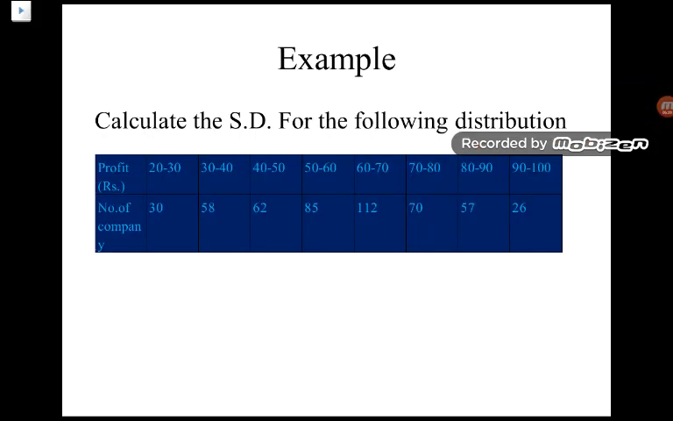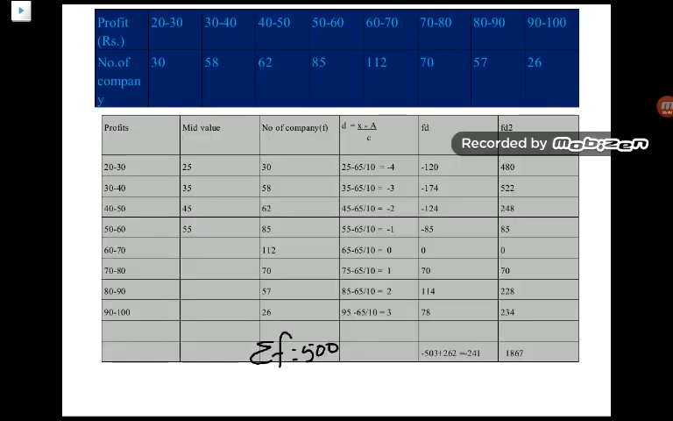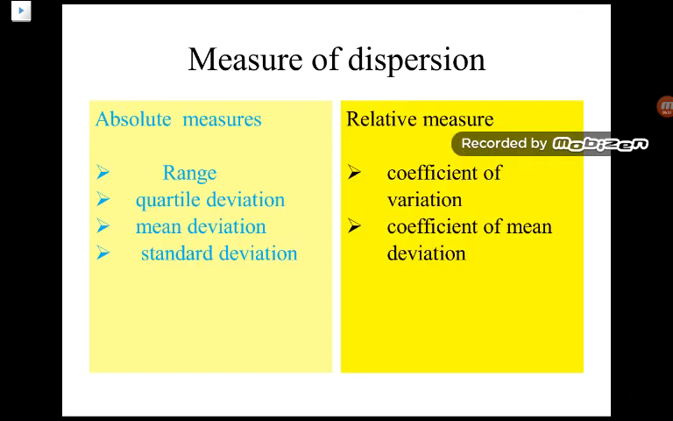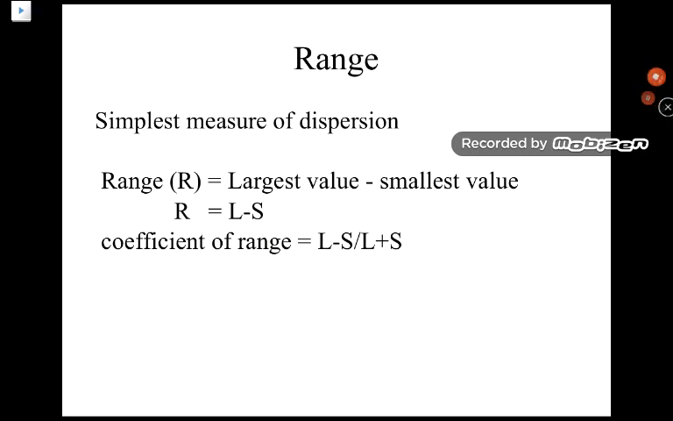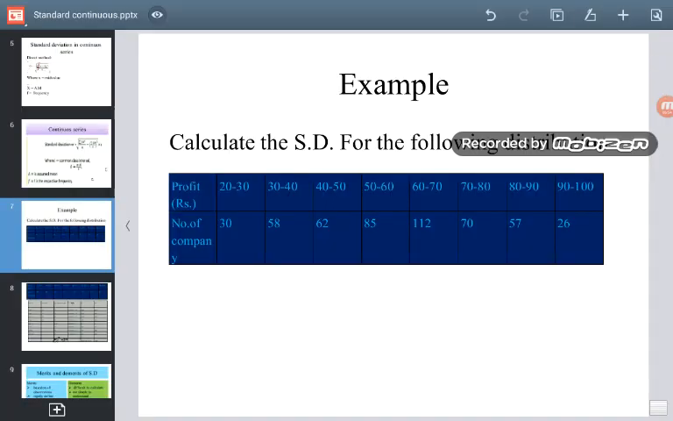Let us see how to calculate the standard deviation. Now here one example is given to you. You have to calculate the standard deviation for the following distribution. The distribution is given in the form of class intervals. We know the procedure. What is the procedure? First we have to find out the mid value. Here the data is given in the form of a class interval.